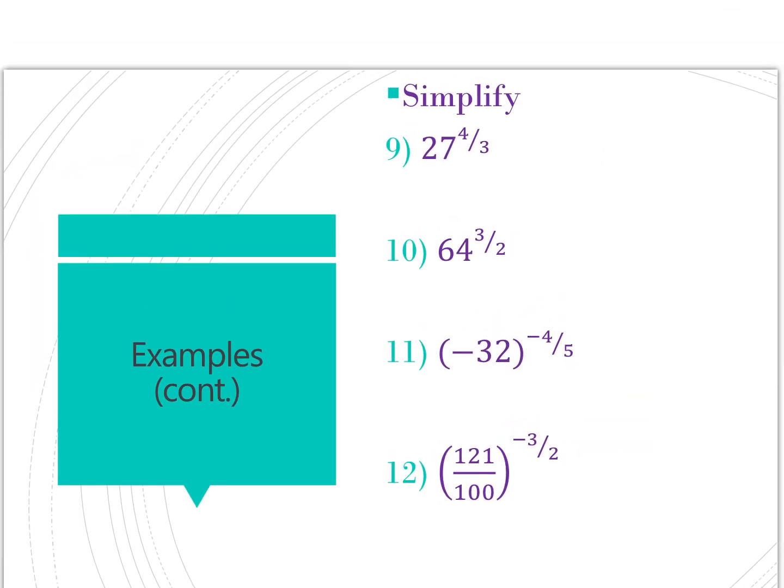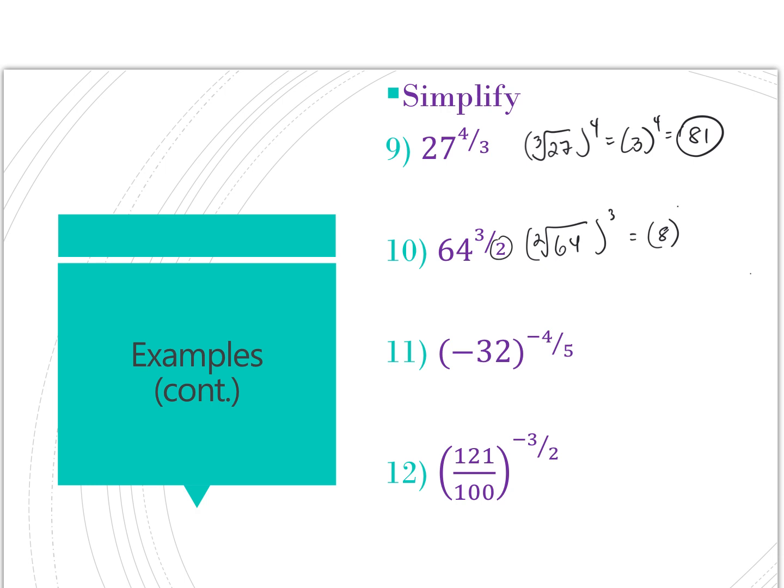We keep going with some more examples. Here we've got the cube root of 27, and that solution raised to the 4th power. So we have 3 to the 4th, which is 81. Here we have 64. The index, or the root, is 2, and then we're going to cube it. So we take the square root of 64 is 8, and we cube that. And again, 8 times 8 is 64, and 64 times 8 will make it, I think it's 512.